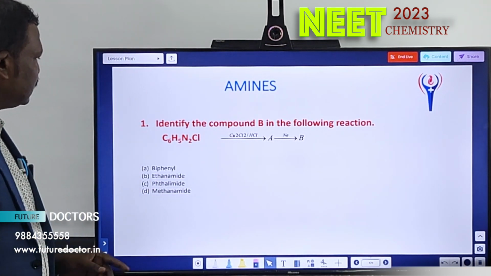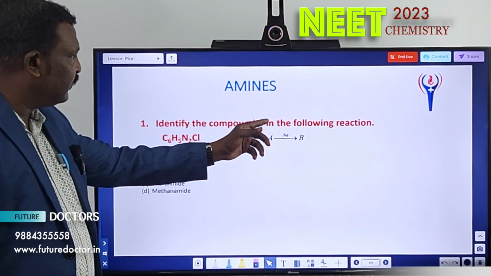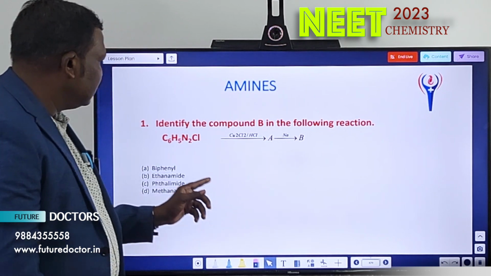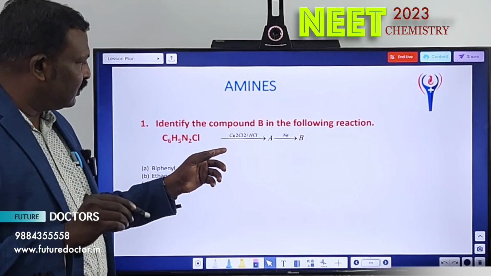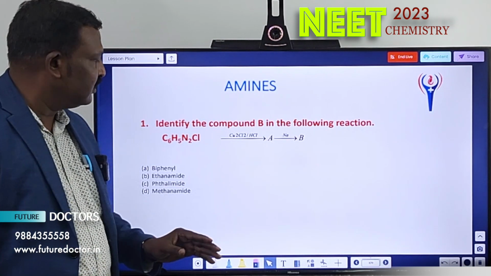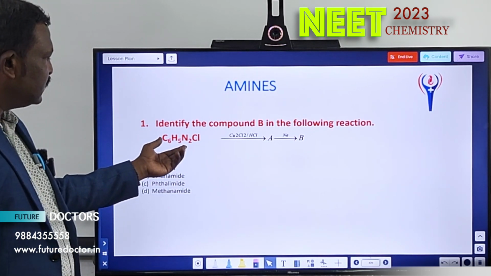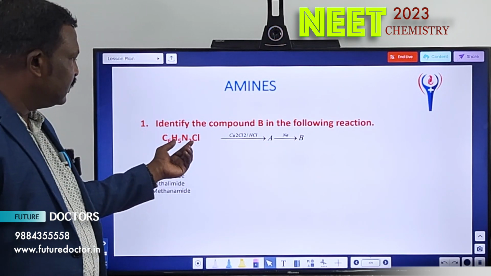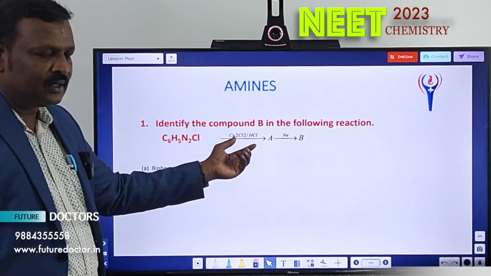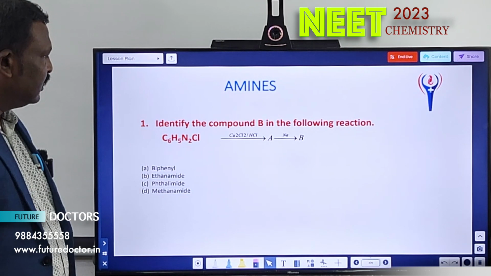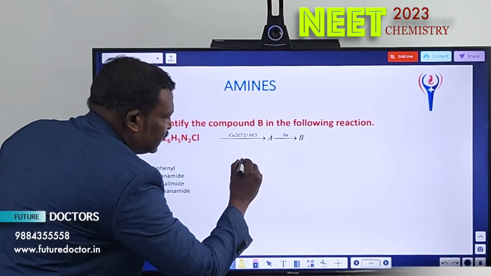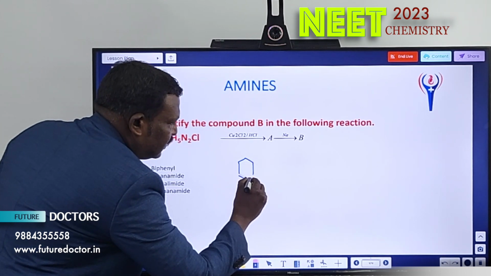Now see the first question: identify the compound B in the following reaction. They are asking only B, but we have to find out A, then only we can find out B. So this is benzene diazonium chloride reacting with cuprous chloride in presence of HCl to form A. This is called the Sandmeyer reaction, isn't it? What is the Sandmeyer reaction? Benzene diazonium chloride, N2Cl, reacts with cuprous chloride in presence of HCl.